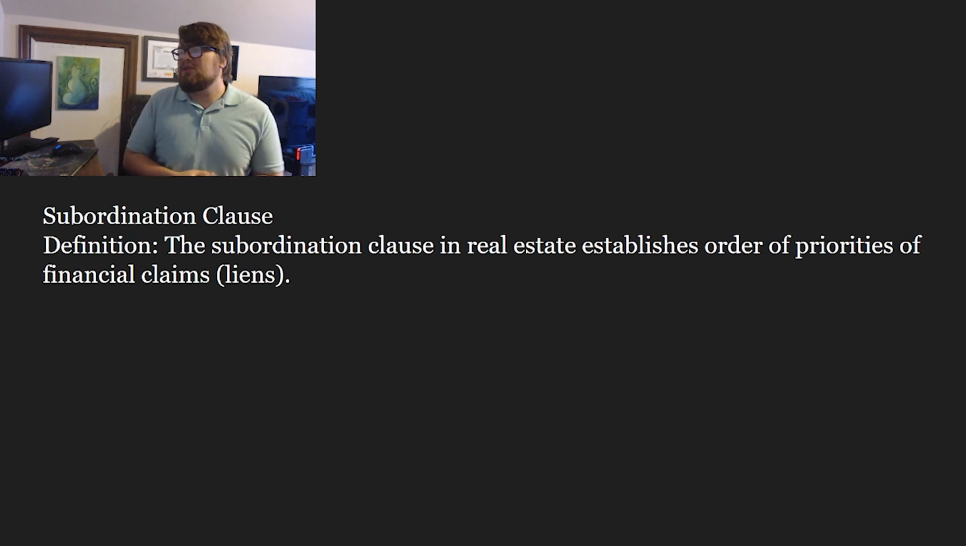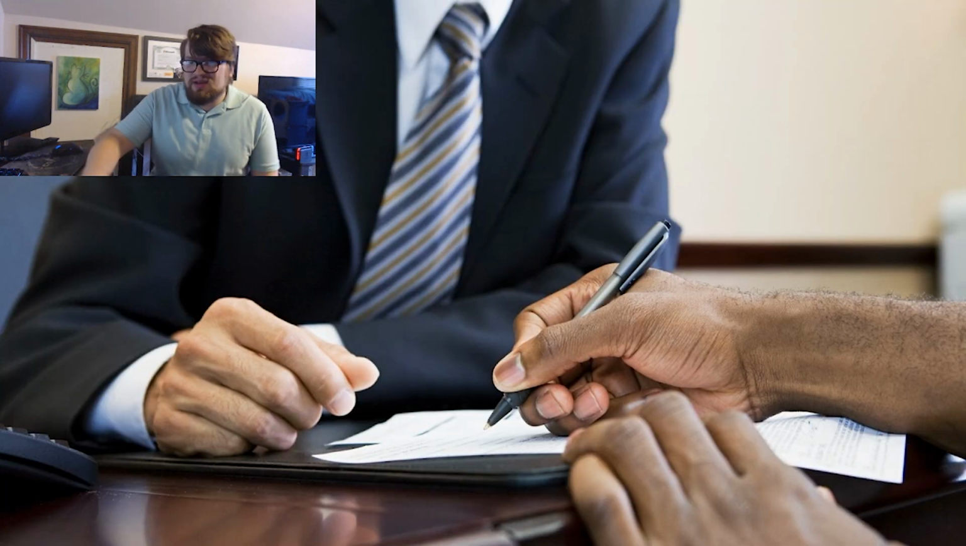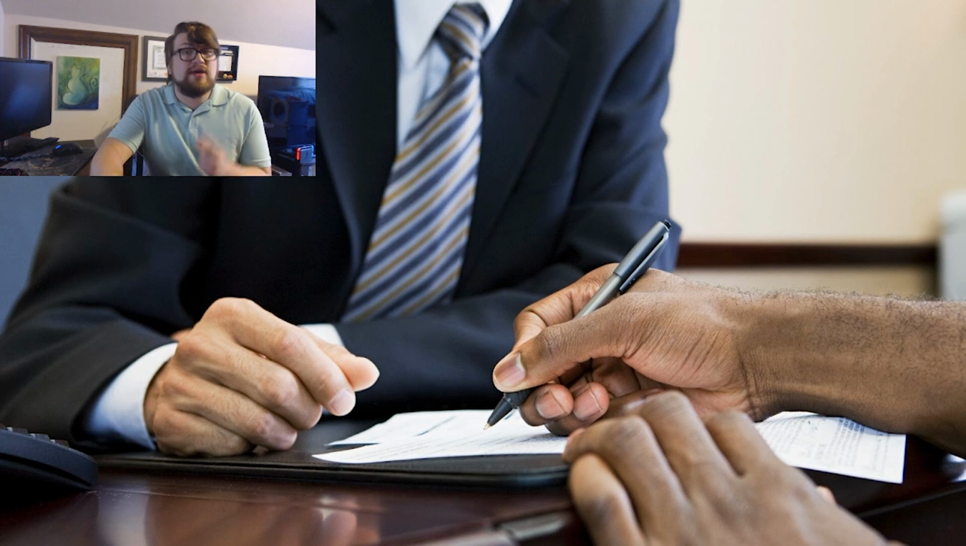So the subordination clause in real estate establishes order of priorities of financial claims. Think liens, for those of you guys in lien theory states. So, what does that mean? Well, the subordination clause effectively makes the current claim number one to any existing claims that have already been recorded. Usually, financial claims or liens have some form of order.